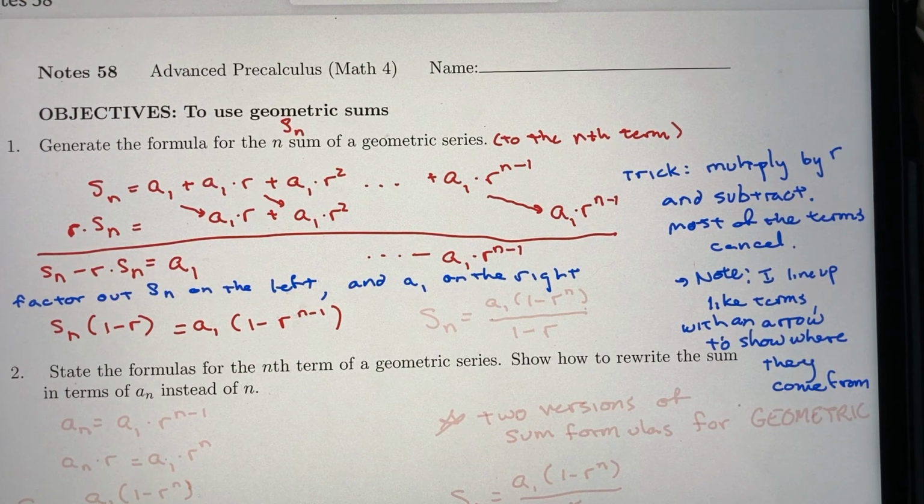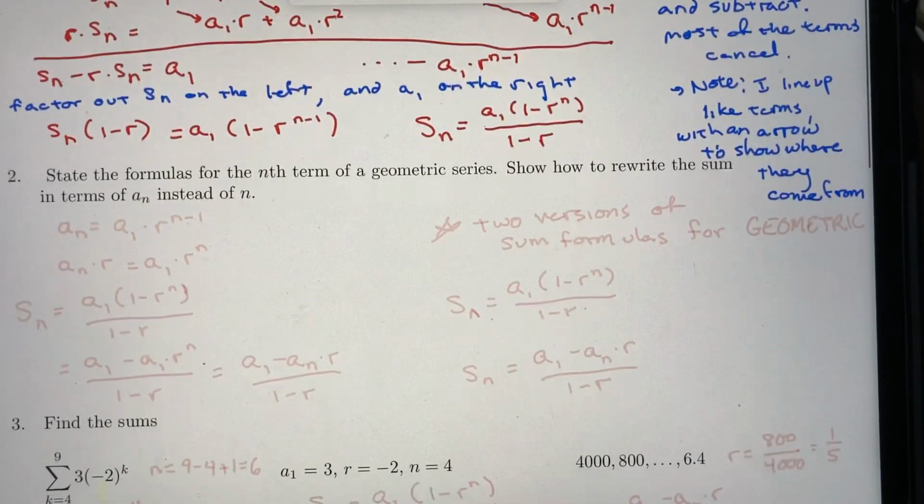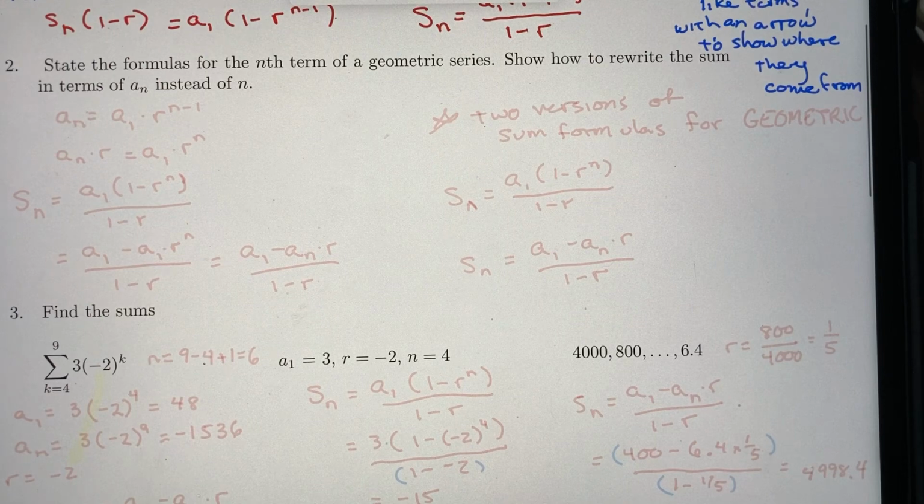Okay. So my first variation is Sn is a1 times 1 minus r to the n, which will be negative if r is bigger than 1, positive if r is less than 1. So I'm not going to worry about which direction to make things go. Okay. The nth term is the first term times r to the n minus 1. So an times r is going to be a1 times r to the n.